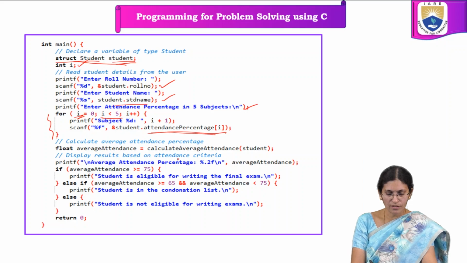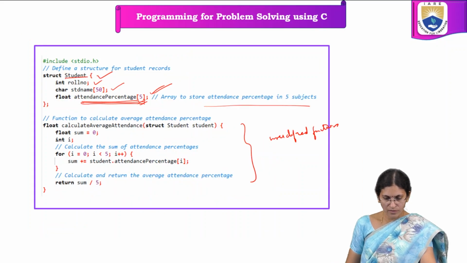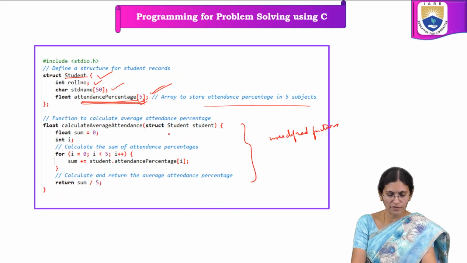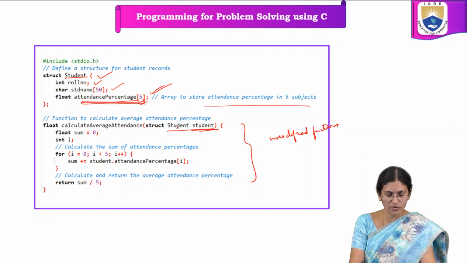Next, we are calling the function calculate average attendance, and we are passing the variable of type struct student. This is passed by value: we are passing the name of the variable, and actually just a copy of that student variable of type struct student. So here we need to mention the data type.